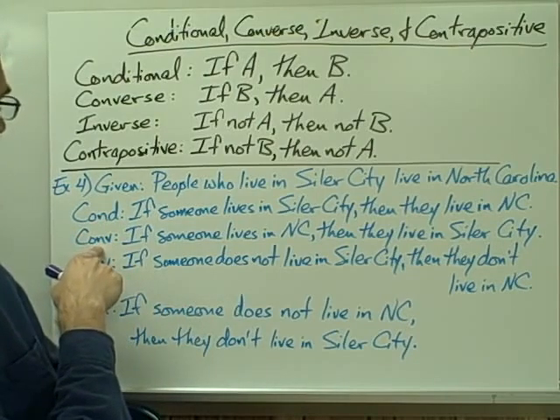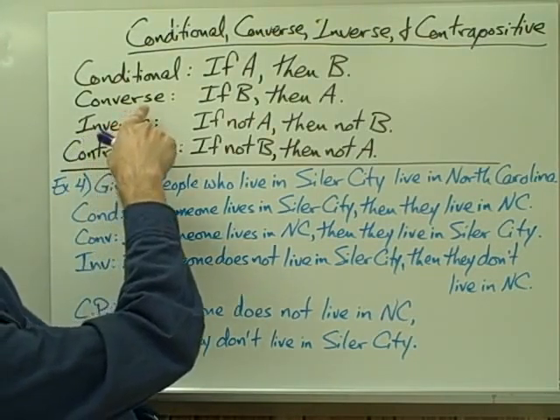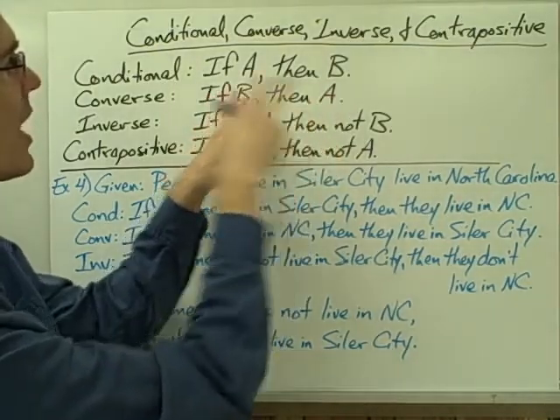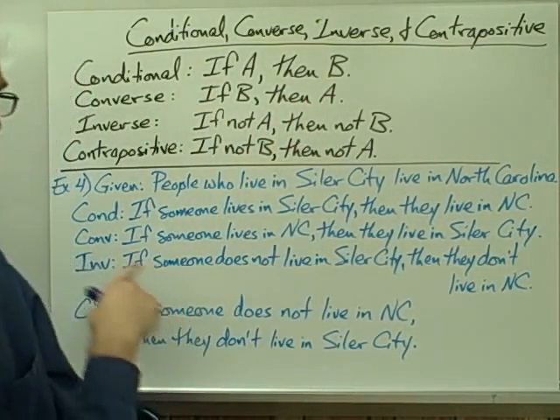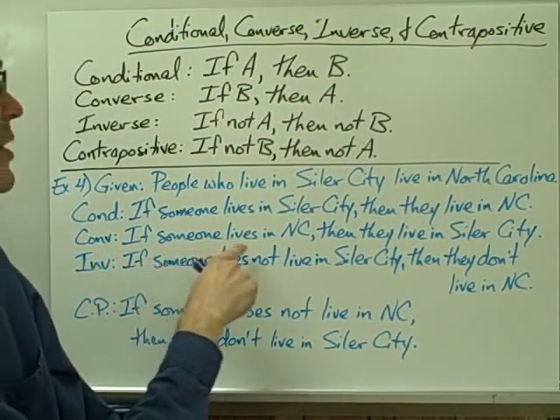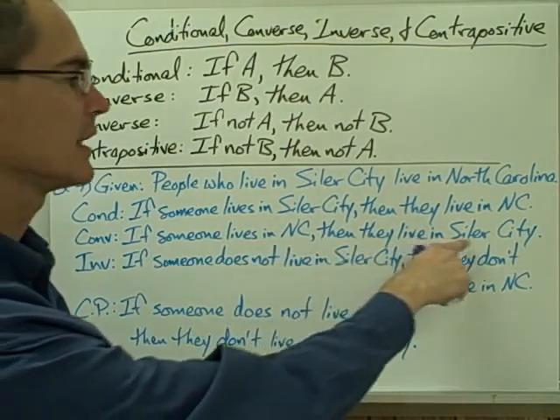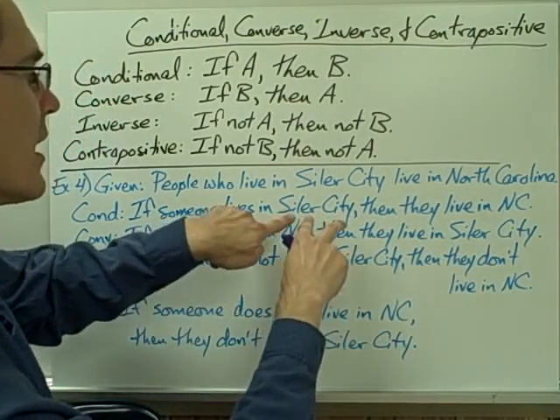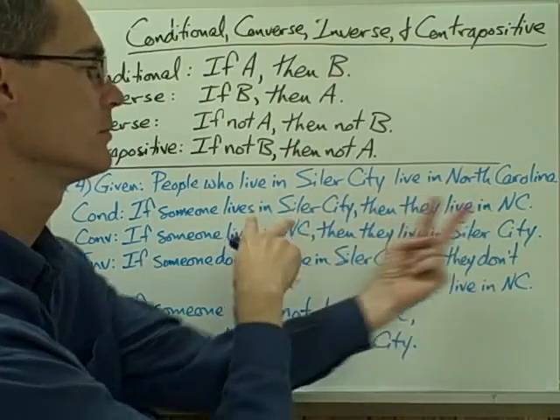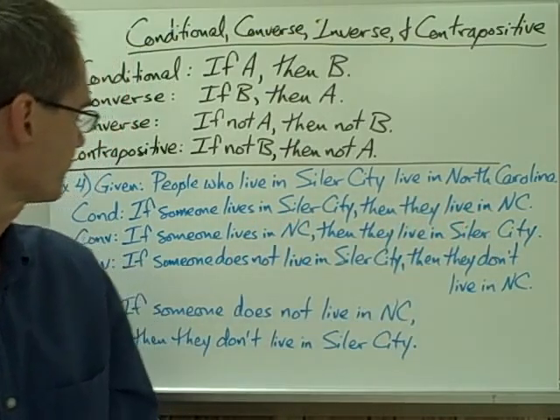Now from this we want to create our converse. Remember, to create the converse we just swap our hypothesis and conclusion, so the converse would read: if someone lives in North Carolina, then they live in Siler City. We've just taken our hypothesis and our conclusion and swapped them.